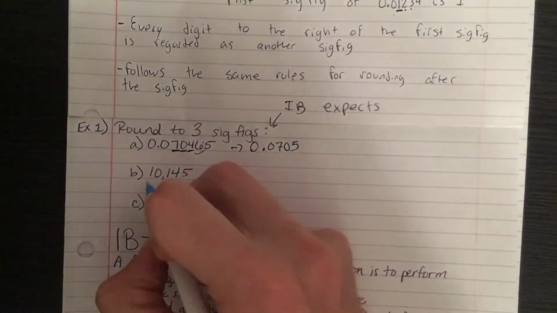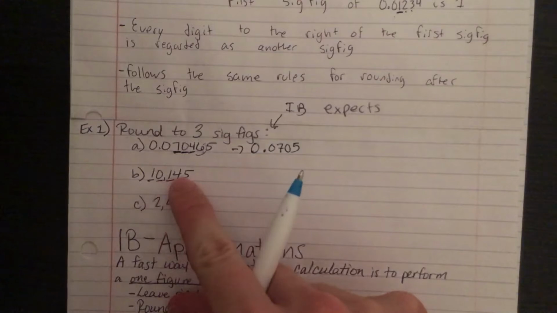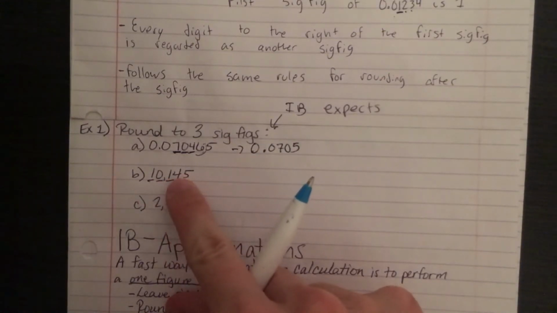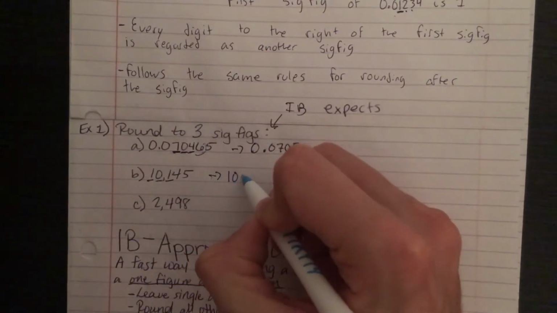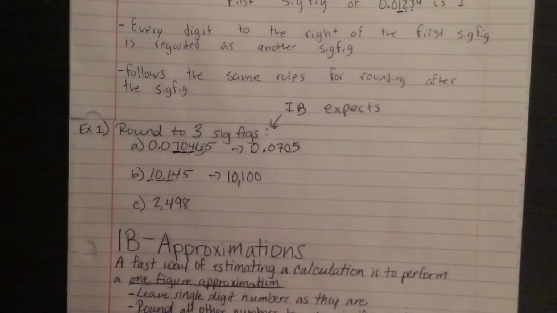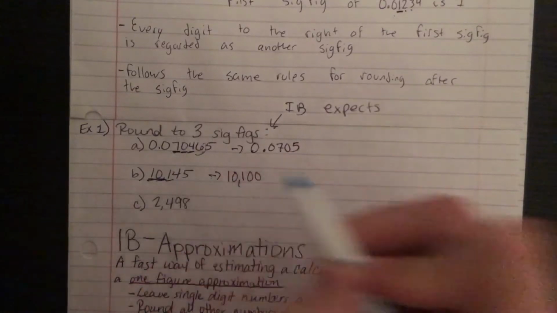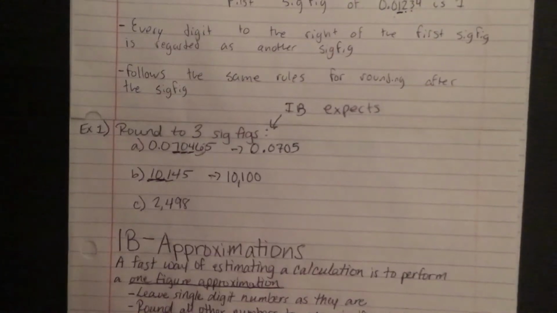Now on this next one, we go 1, 2, 3, and then we're going to look at the number after that. We're going to say 101, and because this is a 4, we're not going to round up. We're going to round down, so this is just going to be 10,100. We're going to keep those 3 numbers, and if what's next behind that isn't 5 or greater, we're going to round that down to 0 instead of rounding it up.